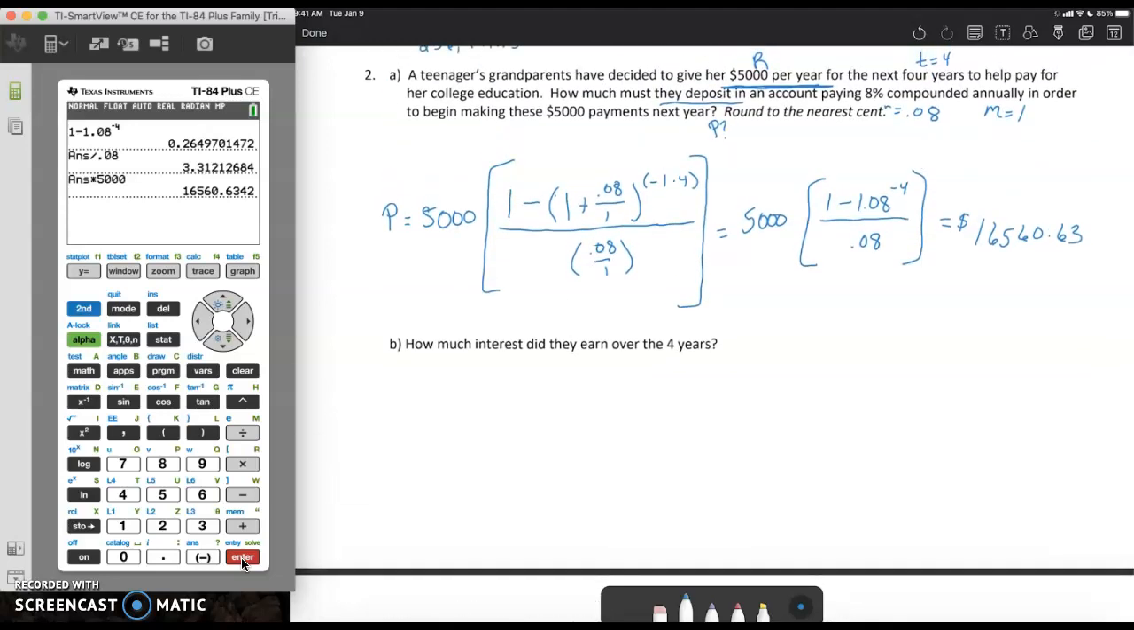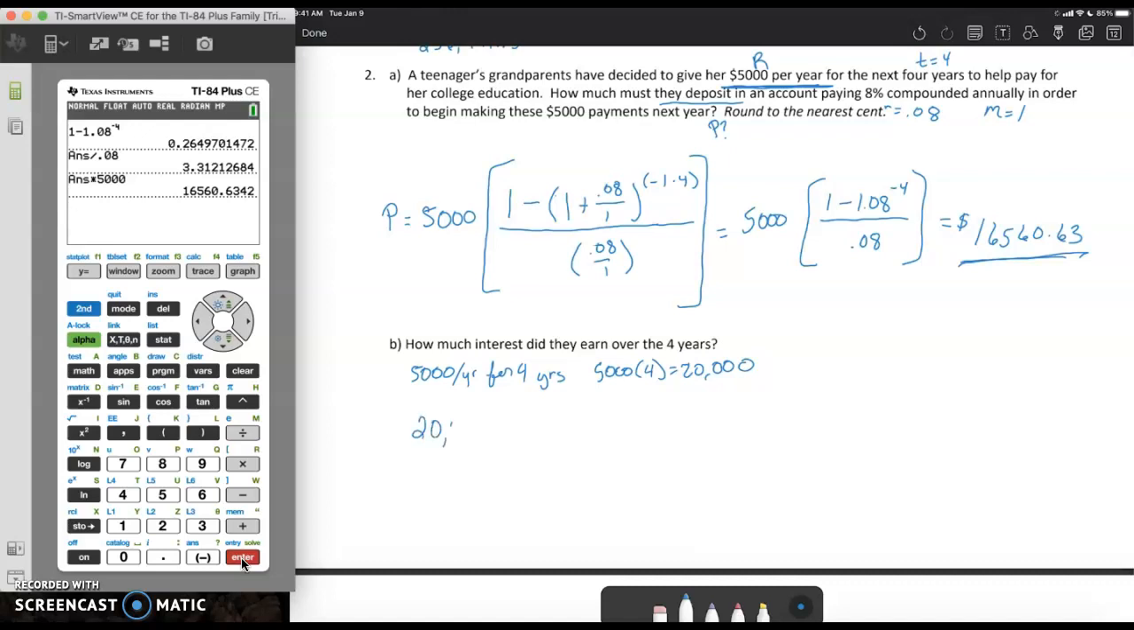Okay, so let's see. The important part here that's not specifically said is that they're wanting the total of this account to pay for $5,000 per year for 4 years, right? That's what they want to have total for their granddaughter. So they want 5,000 times 4. They want $20,000 in this account. And they are going to be able to achieve that by only putting in this much, this 16,560.63. So how much is interest?